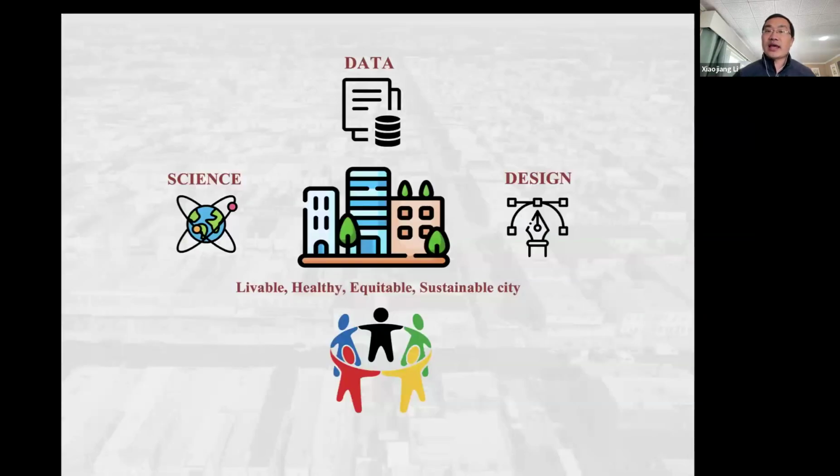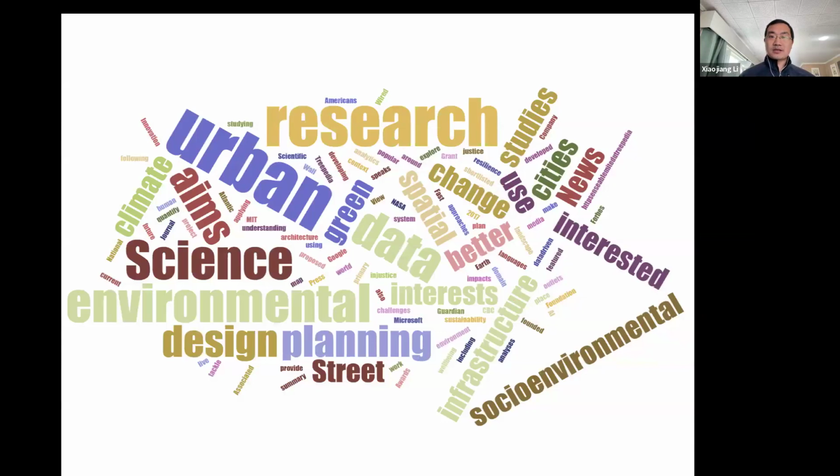So my research actually tries to combine science, data, and design together through engagement with local communities and make our city more livable, healthier, equitable, and sustainable. Here I just show you a word cloud about my work. You can find my research actually focuses on urban areas using data-driven methods, focusing on environmental studies and planning design as well.